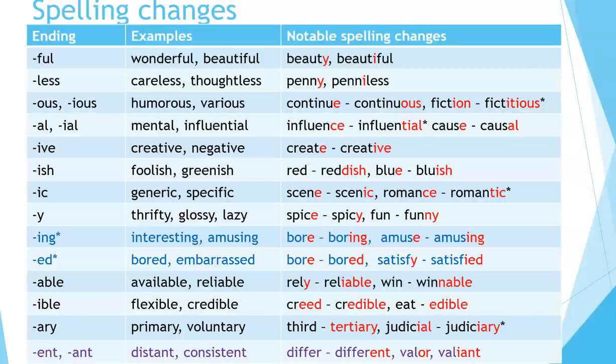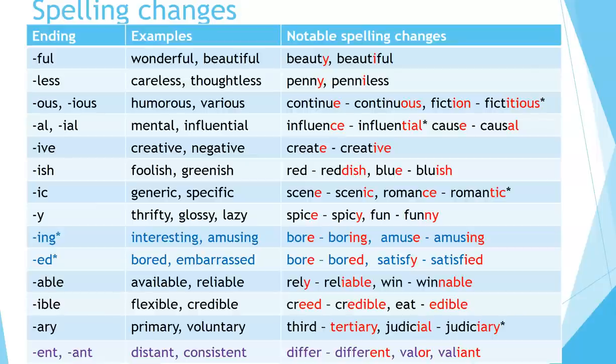With this one, there are some words that completely change. For example, third becomes tertiary. The word itself changes almost completely. Then we have judicial, judiciary. We add I-A-R-Y. Now, judiciary can be a noun or an adjective.